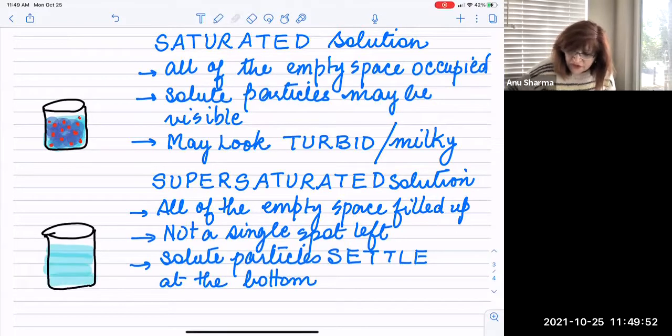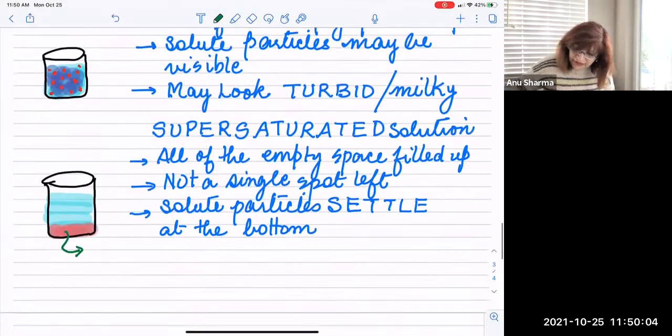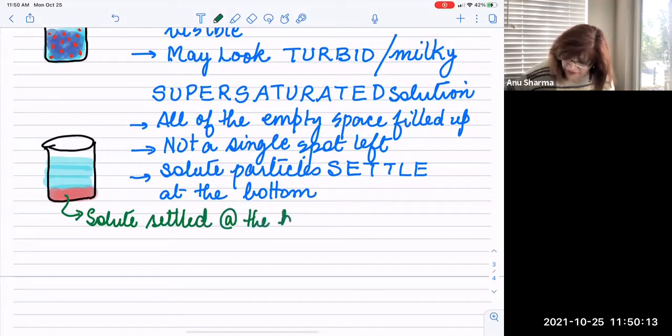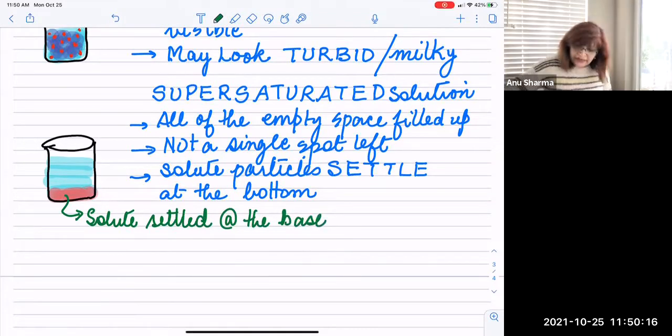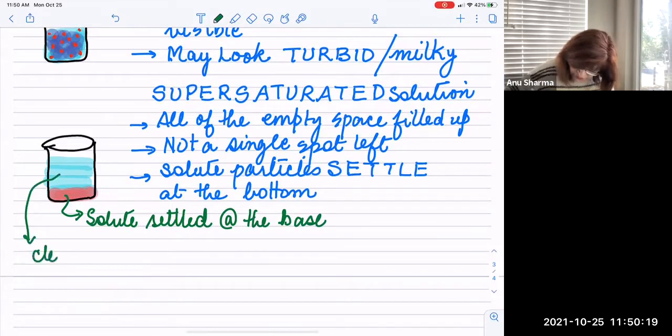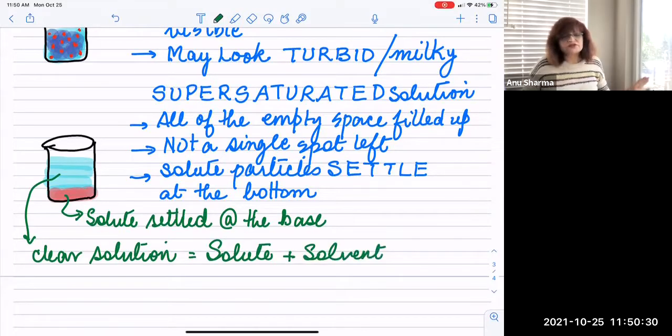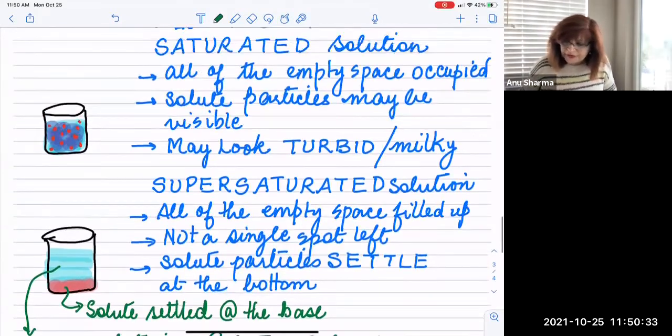But here is your solute sitting at the bottom. After some time, you may try to shake it, it will try to mix, but in the end, the solute settles at the base of the container. And then here you will see a clear solution. That clear solution contains the right amount of solute plus the right amount of solvent. So that is how the supersaturated solution looks.